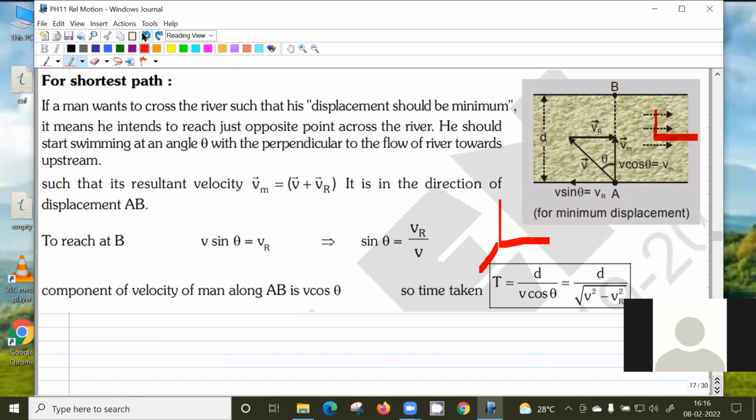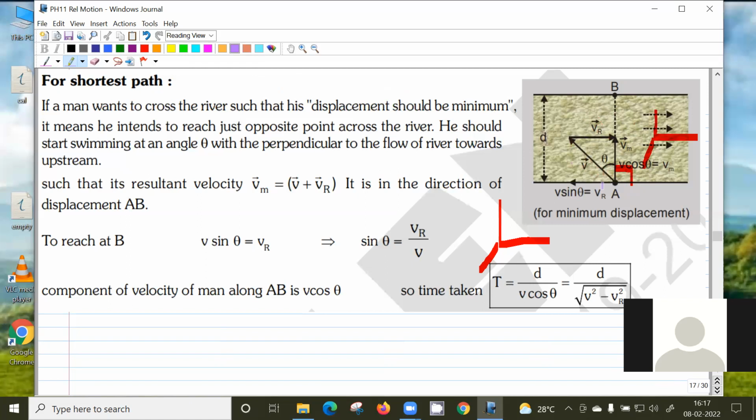Is this triangle clear? Vm is the velocity of the man with respect to the ground. So with respect to the ground, he should travel in the shortest path, so he should travel at 90 degrees. And the velocity of the river is in some direction towards right. So with respect to the river, he is traveling in this direction. The relative velocity is the velocity of man minus velocity of river.